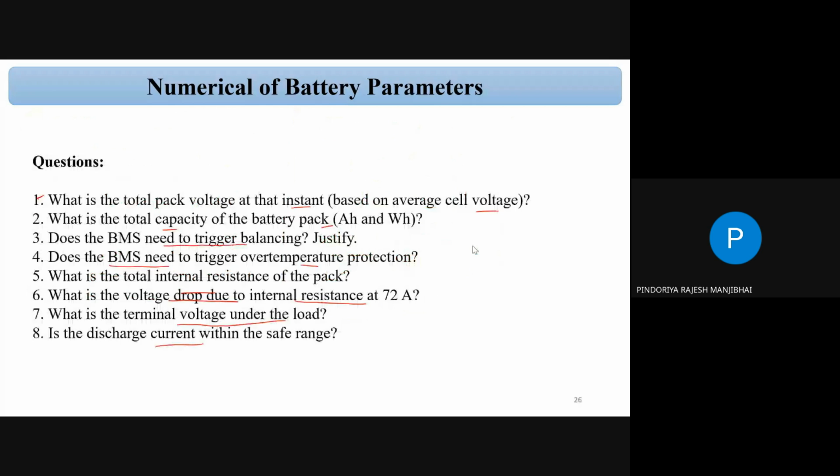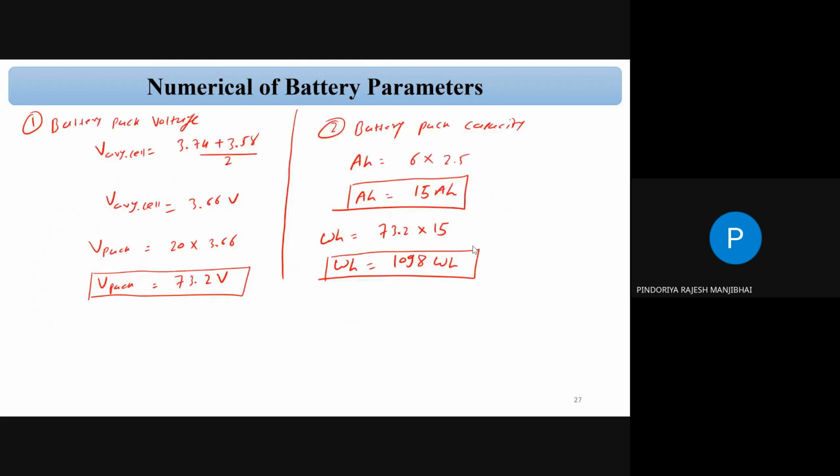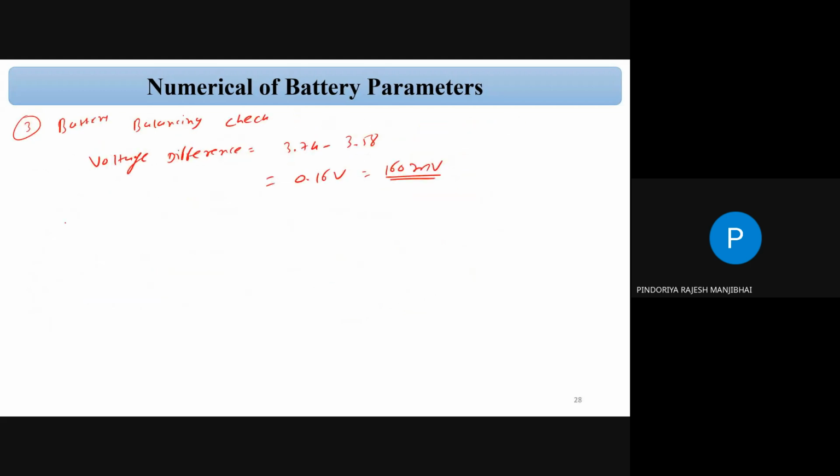So the question is: does the BMS need to trigger for the balancing? The answer is yes. And why? It is triggered because the voltage difference is 160 millivolts, which is more than the 100 millivolts. Correct? So we can say yes, cell imbalance greater than 100 millivolts. That's why it is triggered. Otherwise, if the difference is below 100 millivolts, then it is not triggered.